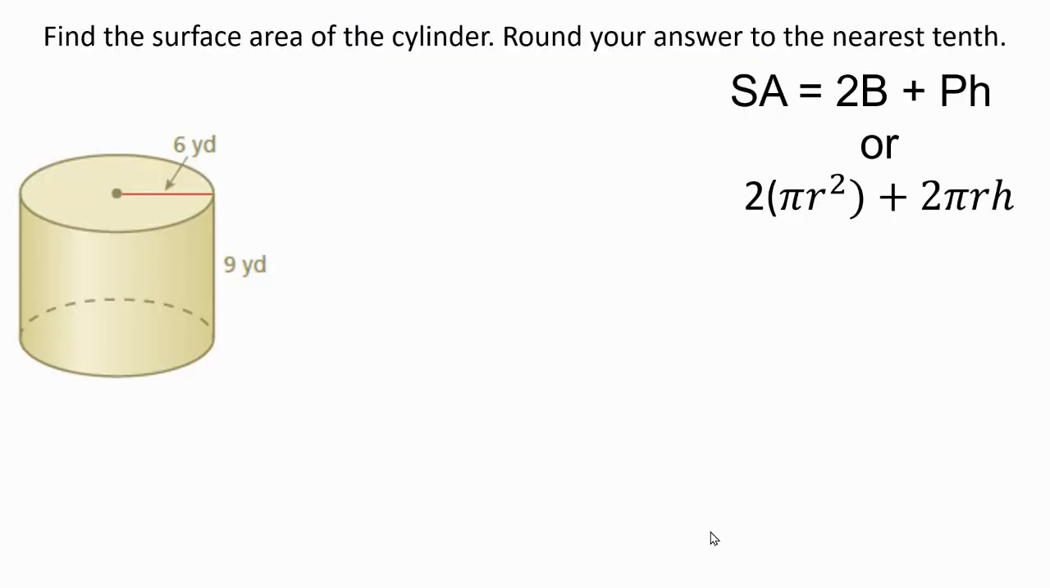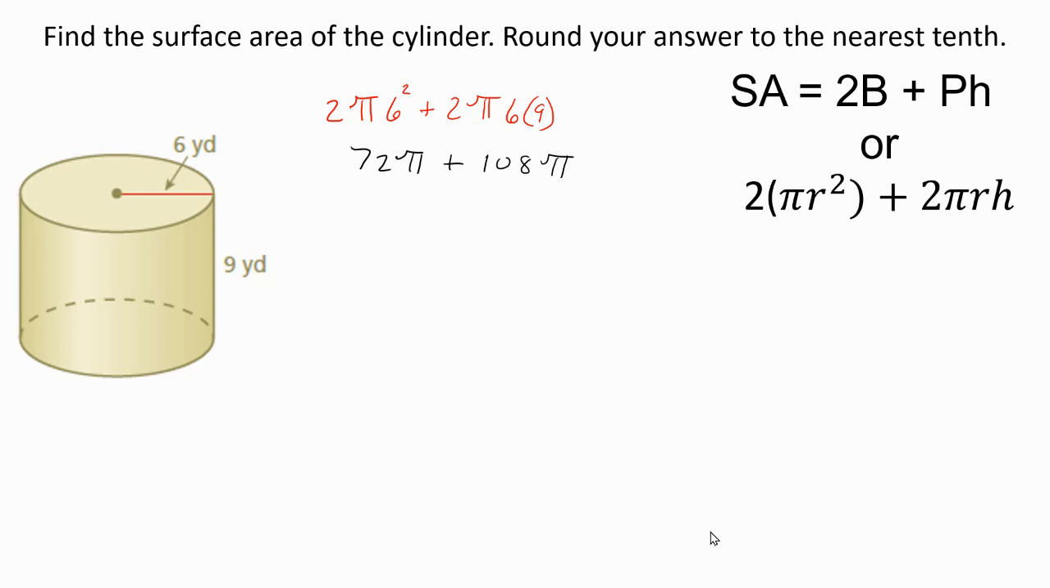So on this one right here, we notice that the radius is 6 and the height of the cylinder is 9. So we'll plug those into the formula. So 2 times pi times 6 squared plus 2 pi times 6 times 9. So the r is the 6, the 9 is the height. And you just work those out. Remember, save pi to the very end.